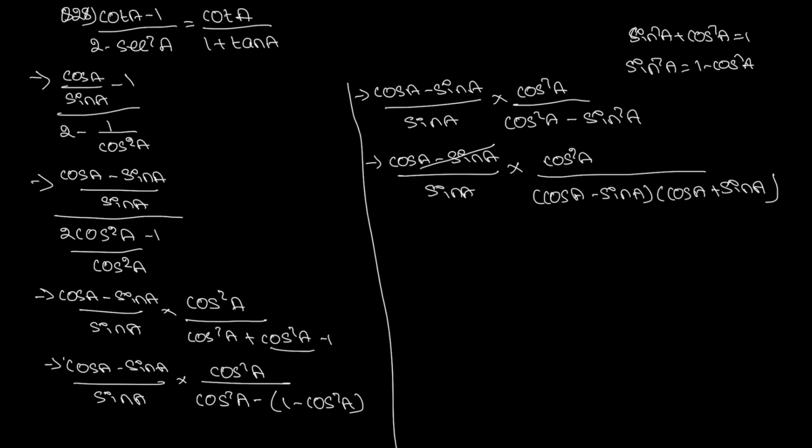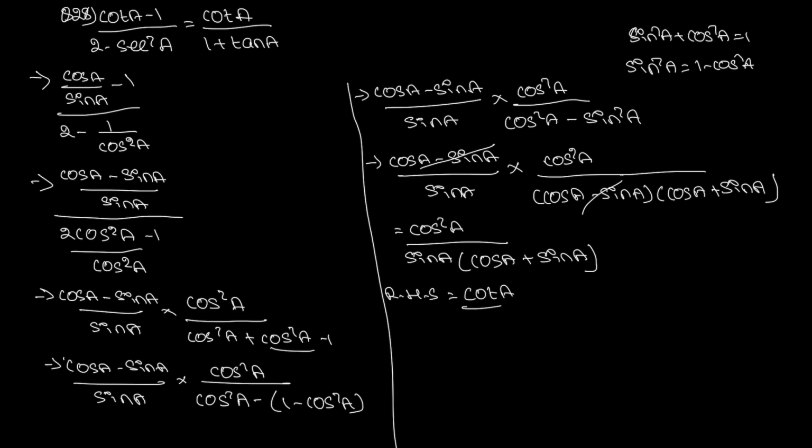So here we can cancel out these two terms. Let's write the remainder values, which are cos square A by sin A into cos A plus sin A. Let's leave it like this. Now we'll go with our RHS. What is our RHS given? Cot A by 1 plus tan A.